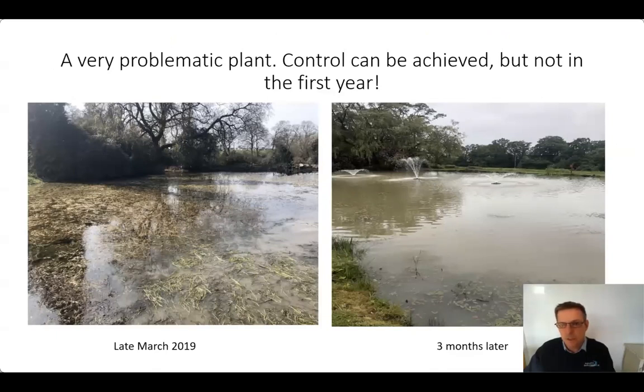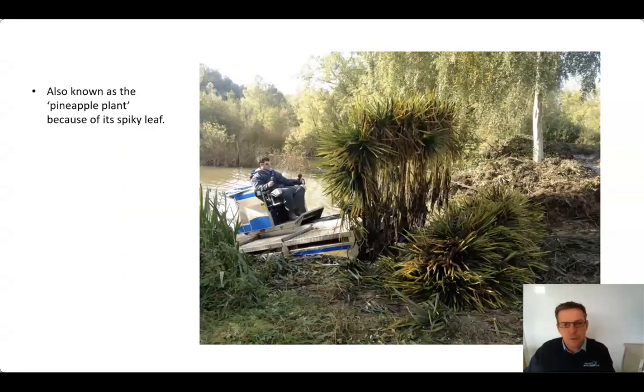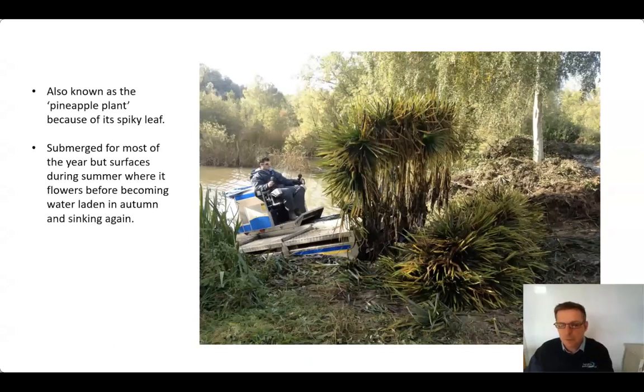Water soldier. And here you have a 20-acre lake that is absolutely full of it. It's also known as a pineapple plant because of its spiky leaf. It stays submerged for most of the year before popping up in the summer, flowering, and then sinking again when the water temperatures get colder. It is a sign, apparently, of healthy water. It reproduces very quickly and can soon take over a water body, though.